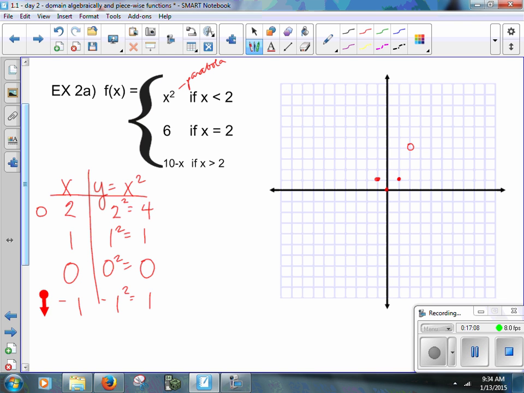2, 4. I'm going to go right 2, up 4. Open circle. Thank you. 1, 1. Closed circle. 0, 0. Closed circle. -1, 1. Closed circle. Now, let me ask you, am I going to do this and stop? Then I'm going to keep going. Why? To finish it, to make the graph look better, so it makes sense in your head. How do you know it keeps going, Cassie?